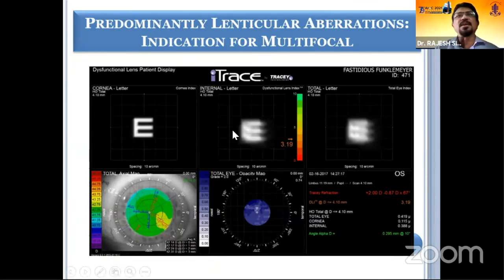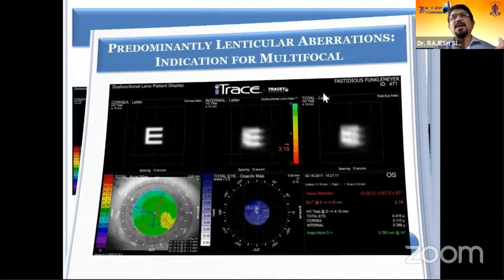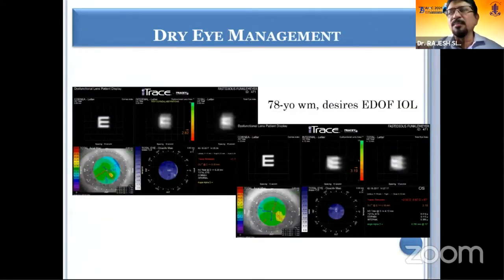As you can see here, the quality of vision is affected because the lenticular internal aberration is very high. So in this case, once you do a cataract surgery, you can put a multifocal lens because the corneal aberrations are not high, and that way you can improve the outcome. So that is one thing that one should definitely see when you are doing eye trace for multifocal lens.